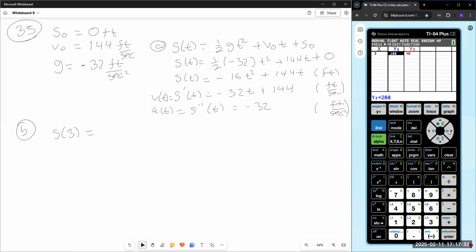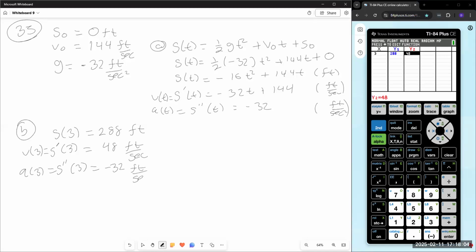So we have 288 feet as my height, and my s prime, which is my v, is going to be 48 feet per second. And we know our acceleration is constant, so that's why I didn't need to plug that into the calculator. That is negative 32 feet per second squared.